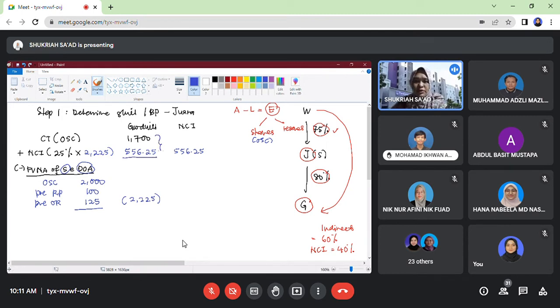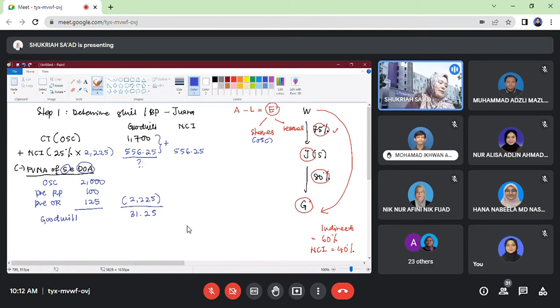Okay. Campur these two. Tolak dengan fair value net asset. 2,225. So we get 31.25. Positif kan? 31.25, which is goodwill. Betul kelas? Goodwill. Okay. So kalau nak letak total kat sini pun boleh. Tak nak letak pun tak apa. Okay, boleh je mana-mana. So goodwill.